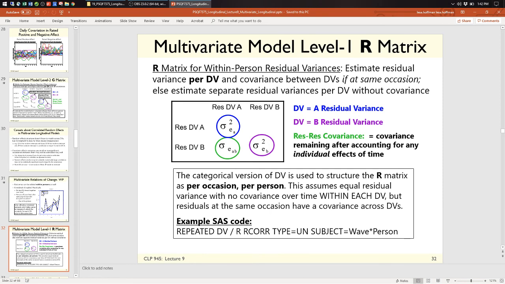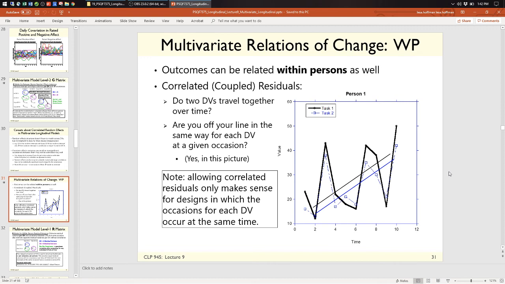There we go. This, by the way, is a picture of the idea of what that residual covariance would mean. If I had two variables that were both increasing on average, but they covaried together over time beyond that, this idea that they sort of travel together. People call coupled residuals, like there's a coupling, or correlated residuals. In the adult development literature, this is often a source of hypothesis as to whether things are really related beyond the fact that you're both just getting older or something like that.